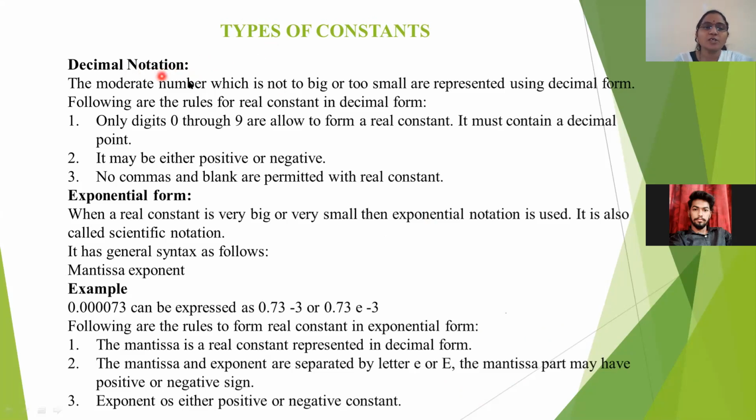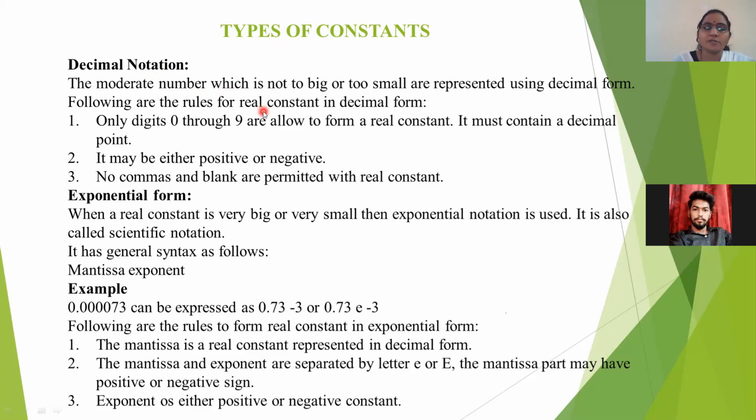When we have to use the decimal notation and the exponentiation form, you should first be clear on this. When a moderate number is to be used, that number is represented using the decimal form. What do you mean by a moderate number? A moderate number is a number which is not big or not small.